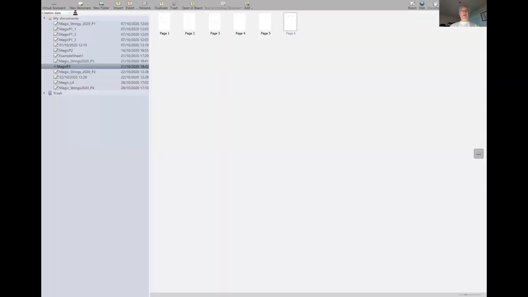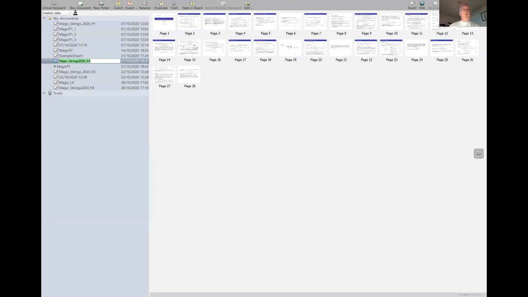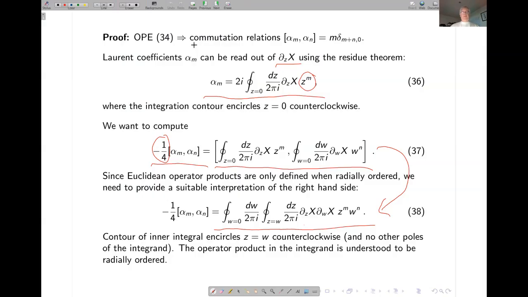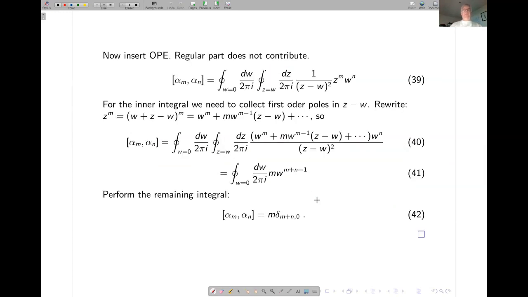written on my slide. If you now go back to my slide, this is what I've written here. We take a contour around Z equals W, and this here is the radial ordered product dZ x dW x. And now we can insert our operator product expansion here and evaluate the contour integrals. I think we have time to do this.